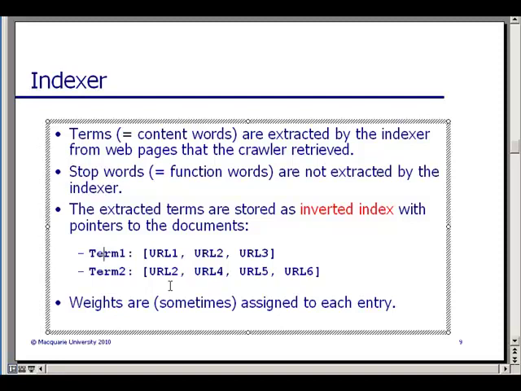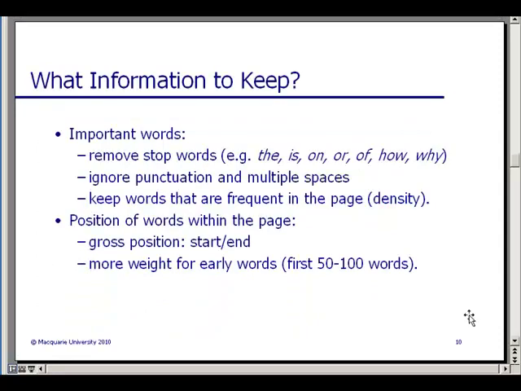But additionally, these entries in the inverted index are usually augmented by weights. So we add weights, and that tells how important a specific term is related to other terms. So the question is really, when we build such an inverted index, what information do we want to keep? What information is important? What information tells us something about the web page? What happens is that we often remove stop words. We build a stop word list and it removes these words when we build the index, like there, is, on, or, and so on.